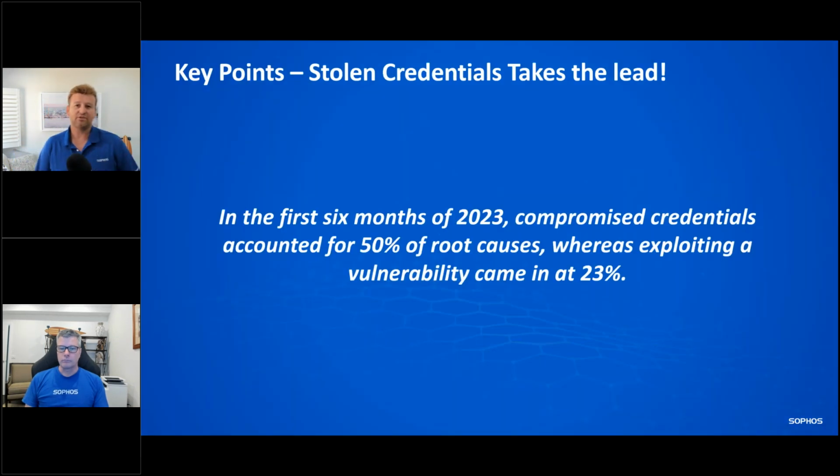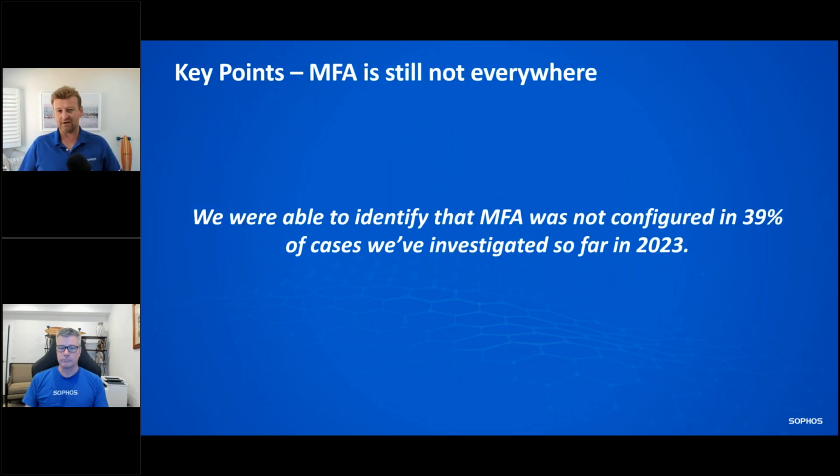Now, a couple of other stats that I thought were interesting to call out in the first 6 months. Compromised credentials accounted for 50% of the root causes, whereas exploiting a vulnerability came in at 23%. That's actually flipped around from the entire 2022 stats, when vulnerabilities were the largest thing we saw in the attacks we investigated. They're still very prominent, and I can tell you vulnerabilities are still a huge problem and can sometimes be chained together with this. But it is really interesting to see compromised credentials at 50% of root causes, so 1 in 2.